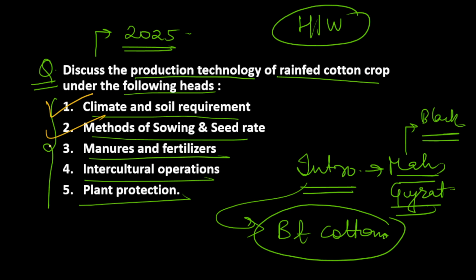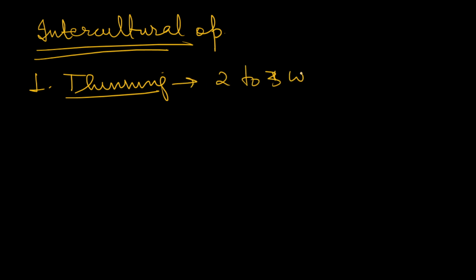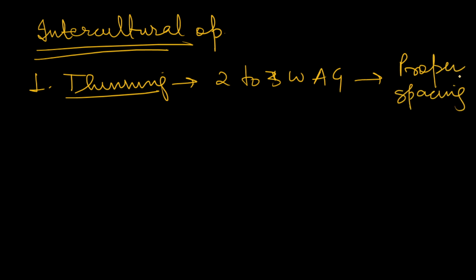After manure and fertilizer, we have intercultural operations. There are various intercultural operations which we can perform in cotton growing. First one is thinning. Thinning should be done 2 to 3 weeks after germination for proper spacing. What does thinning do? It enhances proper spacing. We can also do weeding.